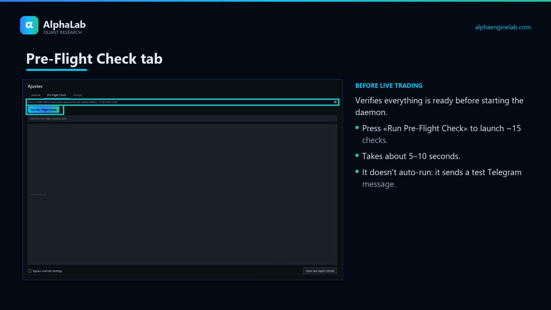The second tab is the pre-flight check. Before starting the daemon that trades with real money, it's wise to verify everything needed is in place: credentials, alert channels, storage, dependencies, and active strategies.